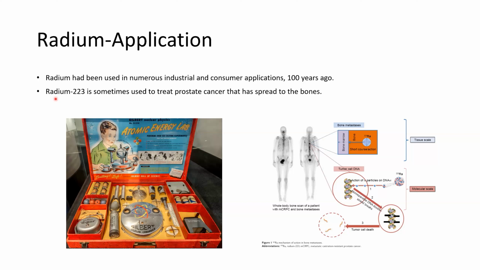But today, radium-223 can also be used for treating cancer, especially in the bones. So we may see the graph over here. The radium rays may break the hydrogen bonds in the DNA, and the cancer cell will die.